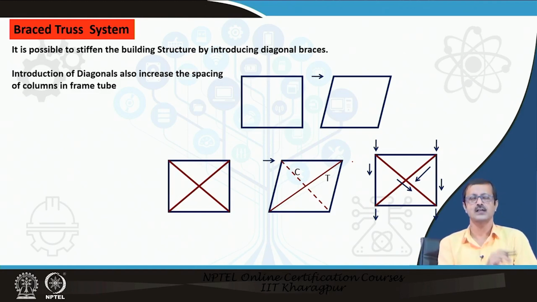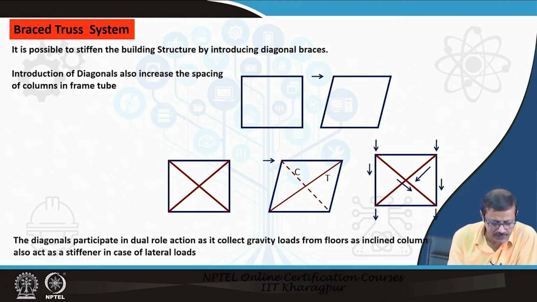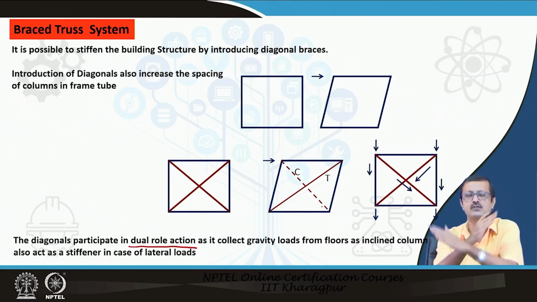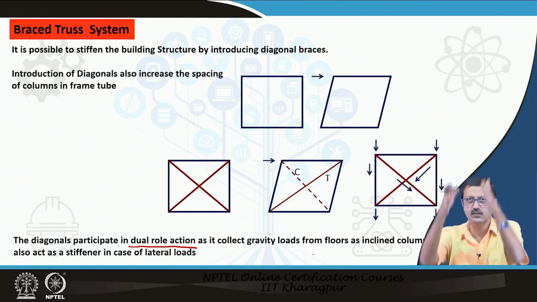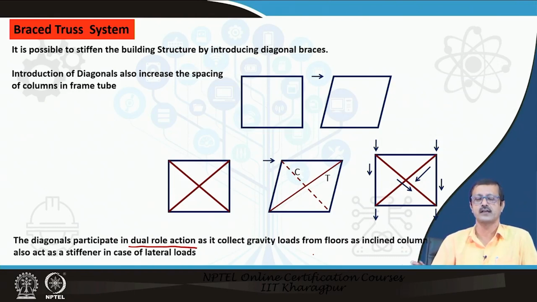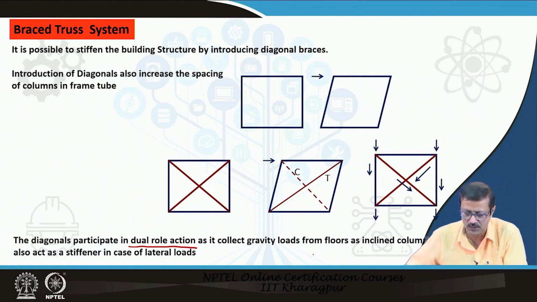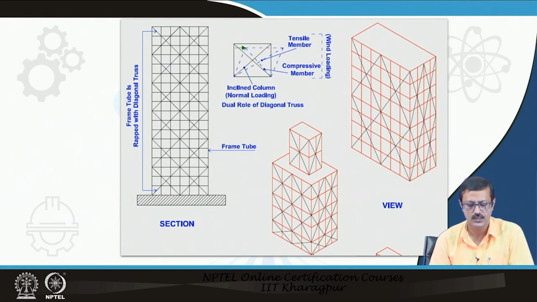Another important point: this diagonal participates in a dual role action. The first role, as I have told you, is that it makes the frame much more rigid. The second role is that it can channelize the load. Gravity load can also be channelized, so the flow of gravity load is very distributed, and it is not only through the columns; some of the loads can also be channelized through the diagonals. This channelization of the load is possible, and from the lateral load point of view it becomes much more stiff as the diagonals are introduced.